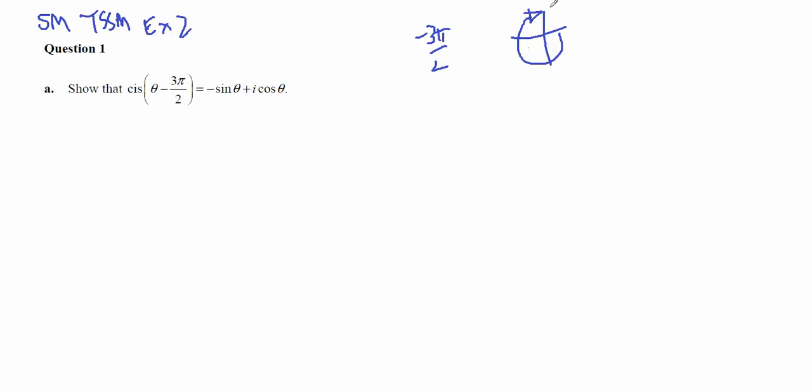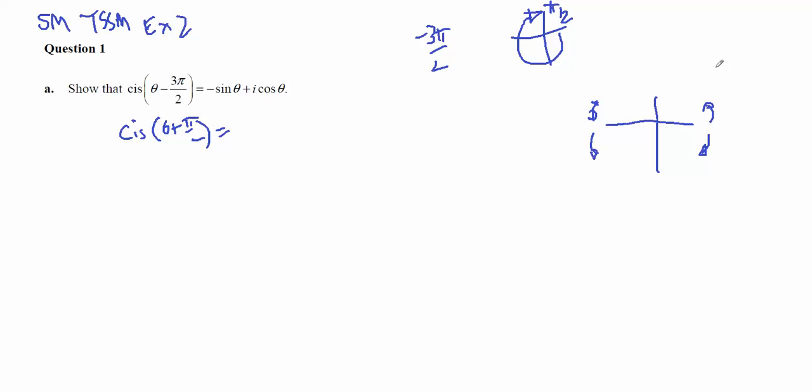Minus 3 pi on 2 is the same as pi on 2. So I've got the cis of theta plus pi on 2 equals. Okay. We know we have trigonometric rules about angles either side of 0 and pi.